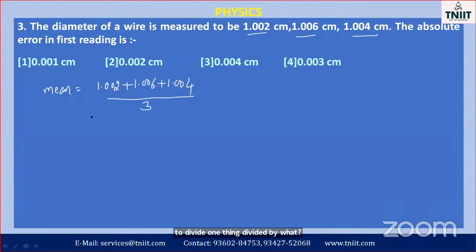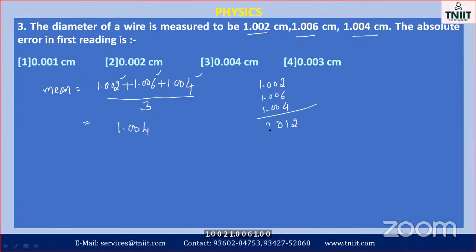Now if you take the average of this, 2 plus 6 is 8, 8 plus 4 is 12. So 12 by 3 means you will get an average of 1.004. What is the average value of this? 1.002, 1.006, 1.004. If I divide by 3, it will be 1.004. 12 by 3 is 4, no? So the mean value is 1.004.